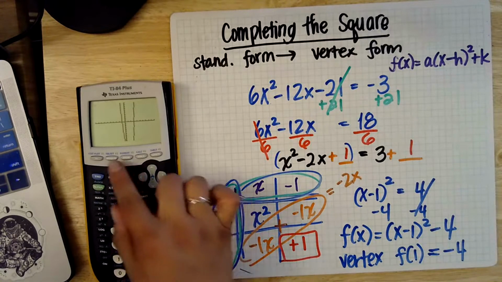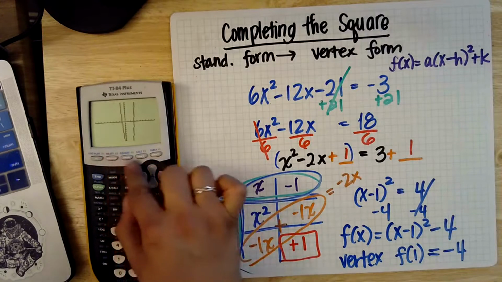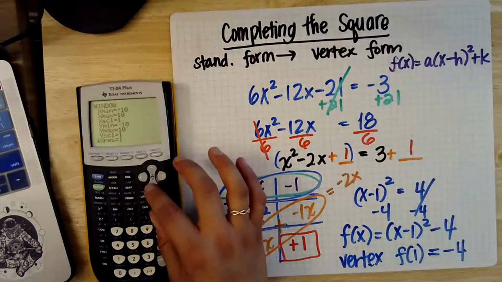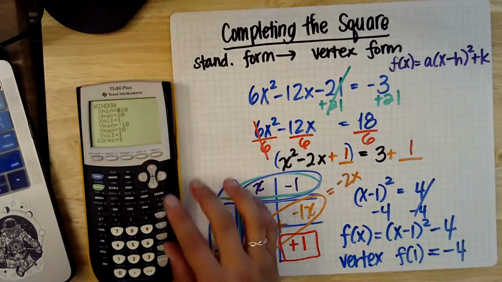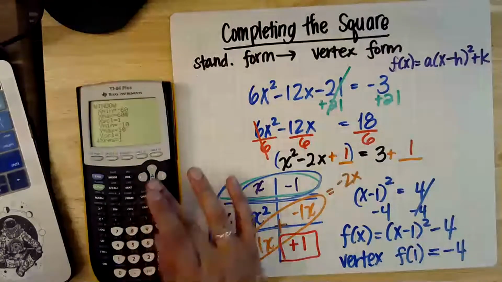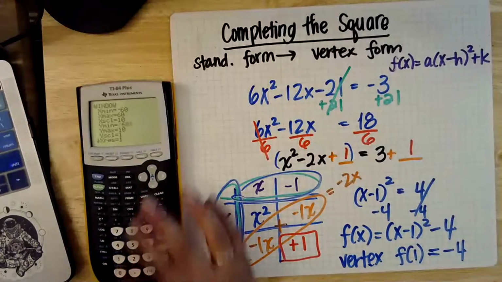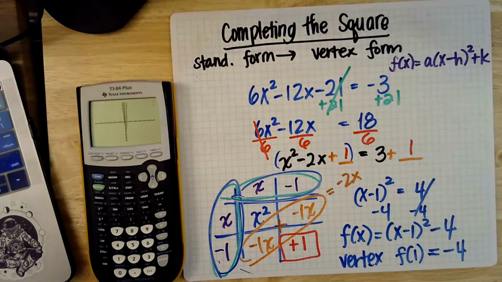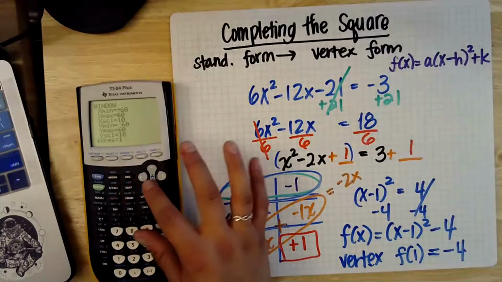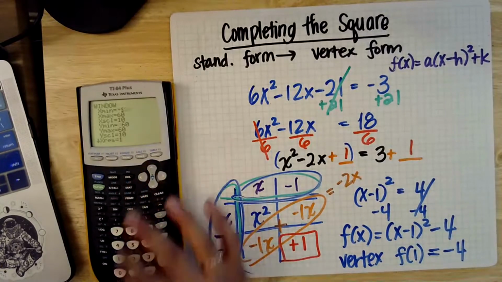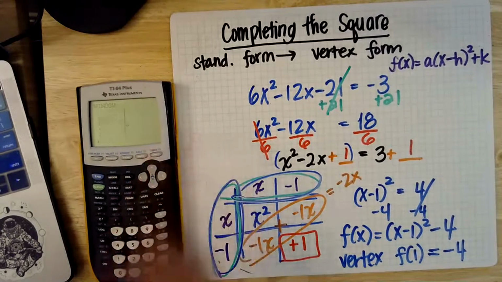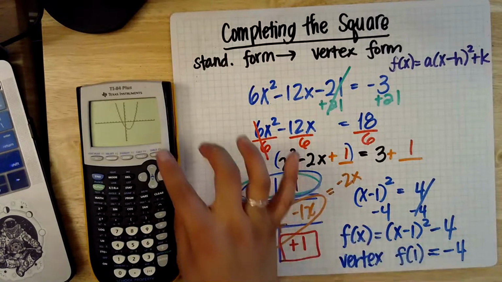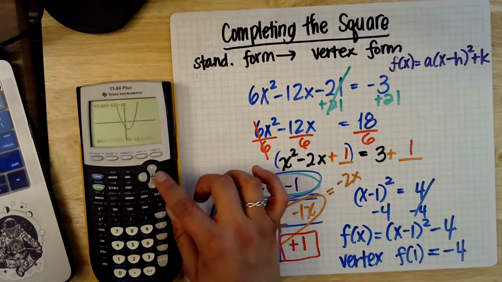I think I messed up on my function equation here. Hold on. Negative 10, 10, 1. Oh, I might have to do a multiple of 6. Hold on. There we go. Negative 60, 60, 10. No. Hold on. Okay, I'm going to put this one here. I know why. So here it is. I'm going to go ahead and trace my minimum.